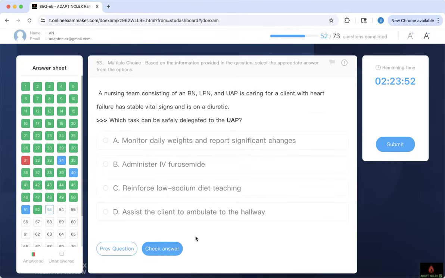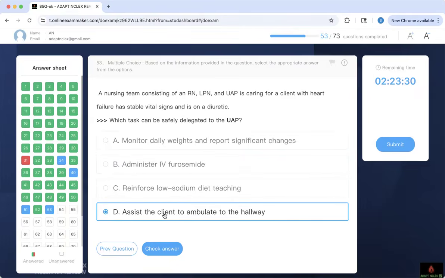What do you think? Which one is the most appropriate? They can measure the vitals and the weights, but monitoring requires the LPN. Somebody will say, yeah, they can do that. But remember, it said safely, right?